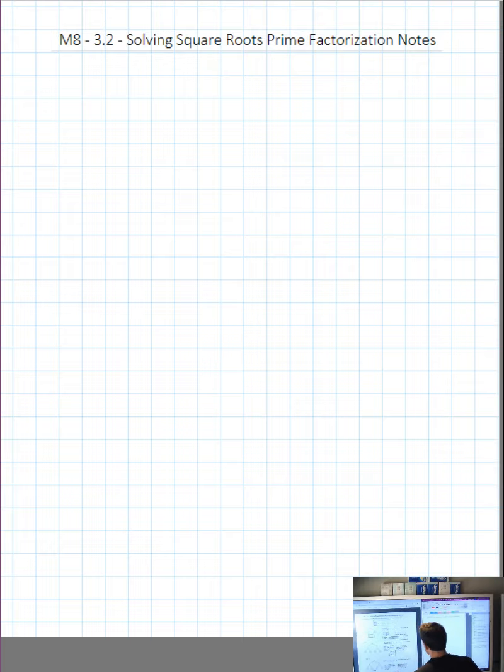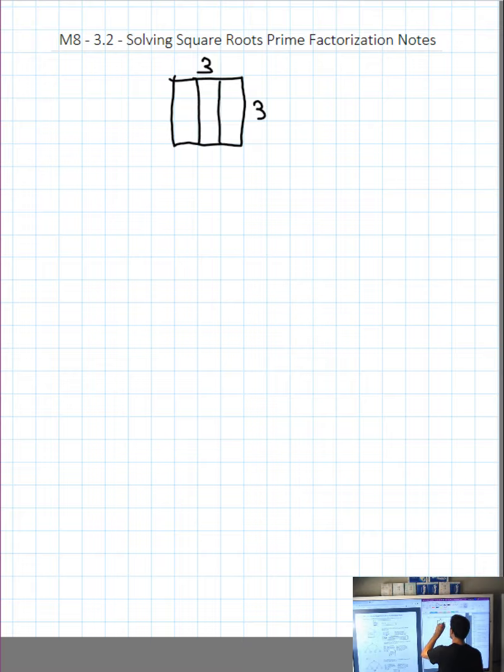Okay, solving square roots with prime factorization. So first of all, a little introduction. If we take a square with side lengths of 3, what is the area? Well, we can count 1, 2, 3, 4, 5, 6, 7, 8, 9. So we know that the square root of 9 is 3, or 3 squared equals 9.